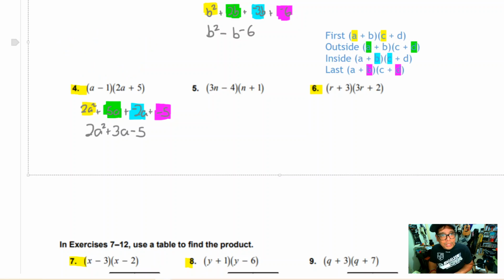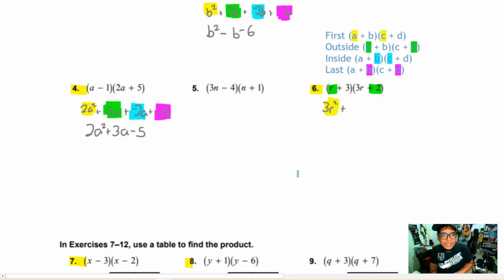Let's do the next one. Here we go with number 6. First, outside, inside, and last. And then we're going to put things together. That's 3r squared plus 2r plus 9r, that's 11r, and then plus 6. There we go.